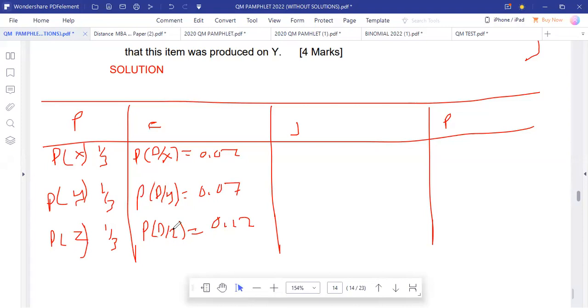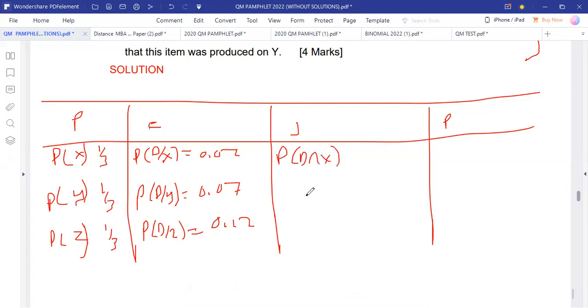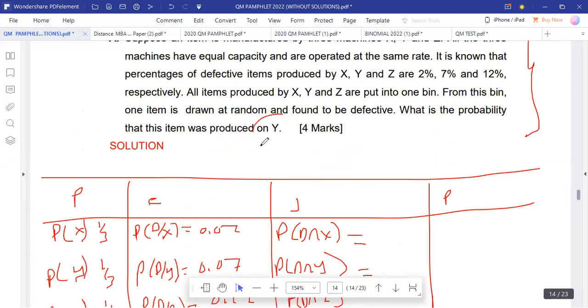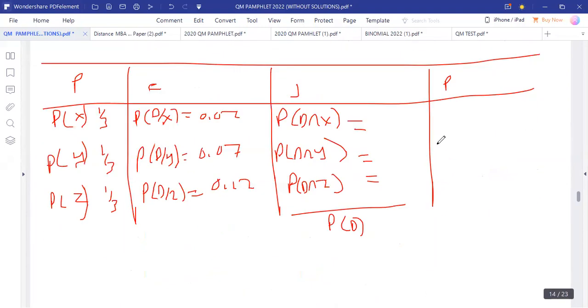Having found that, the joint is the intersection. Here we're going to have D intersection X, D intersection Y, D intersection Z. Whatever we get there, the total will be the probability of the defective. Then they're asking only for one item. What is the chance that it came from Y? So in short, they're asking for Y given D.